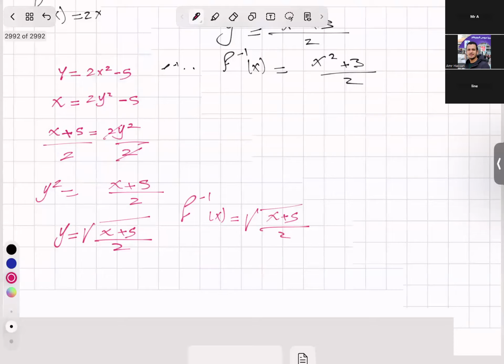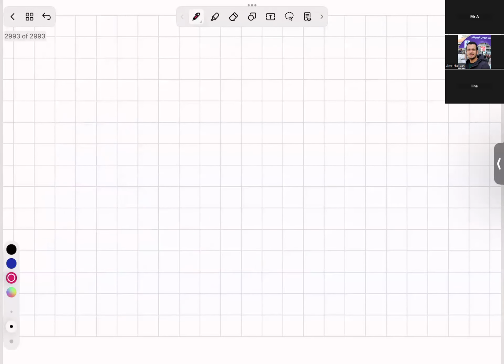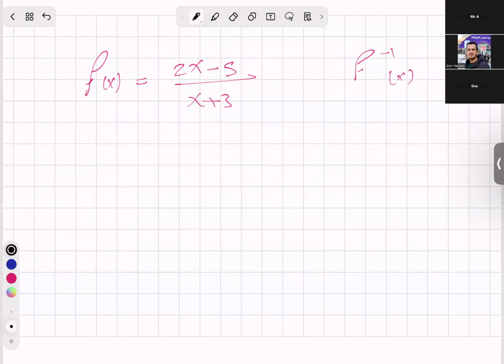Yeah. Okay. Let me go a little bit farther to something else. What if we have f of x, which equals 2x minus 5 divided by x plus 3, and as this one also, I need to work out the inverse function. So the point is, I need to follow the same steps. So let me remind you this one. It's going to be y equals 2x minus 5 divided by x plus 3, right?